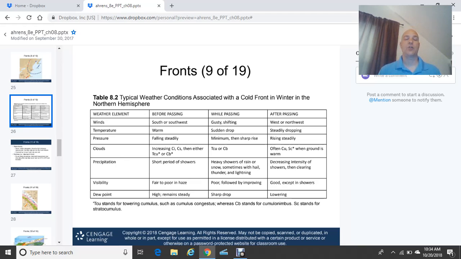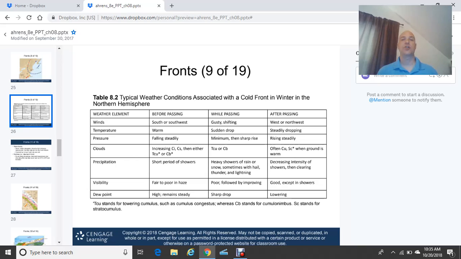As the cold front passes, the visibility will be poor in the heavier precipitation, but then it will be followed by an improvement in visibility. The dew point will have a sharp drop. It's going to fall rather quickly once that front moves through. Now, after passing through, what's going to happen to your winds behind a cold front? Your winds are going to shift to the west or northwest. This is going to blow in much drier air masses.